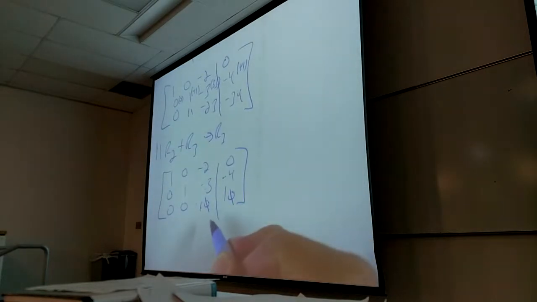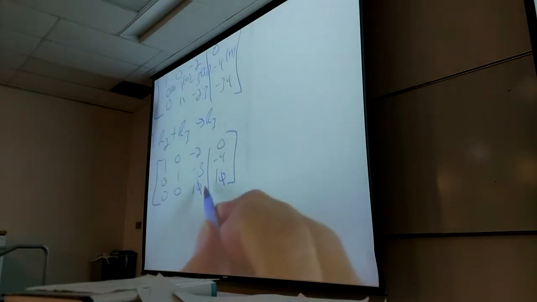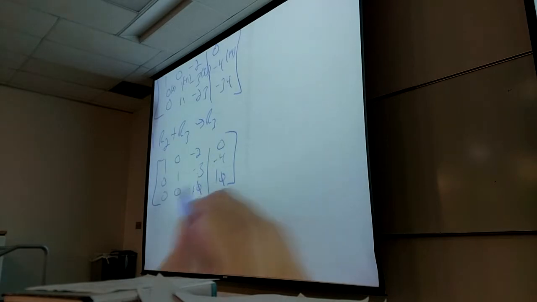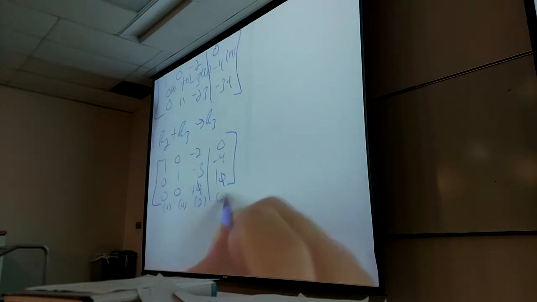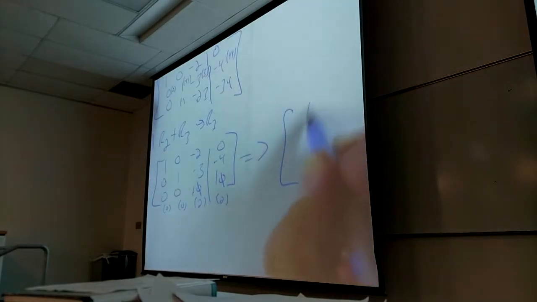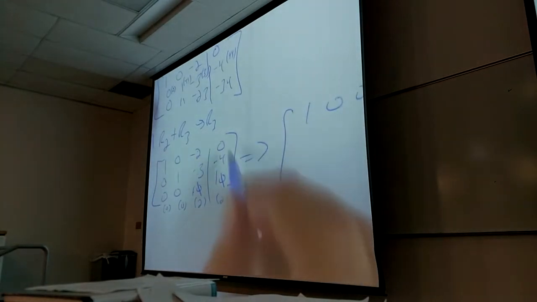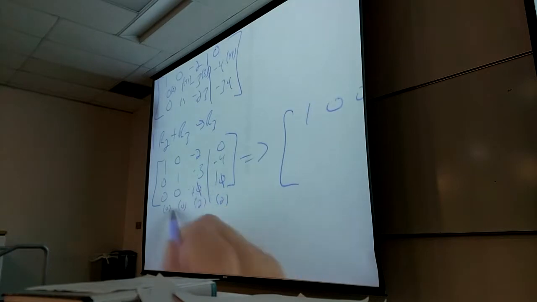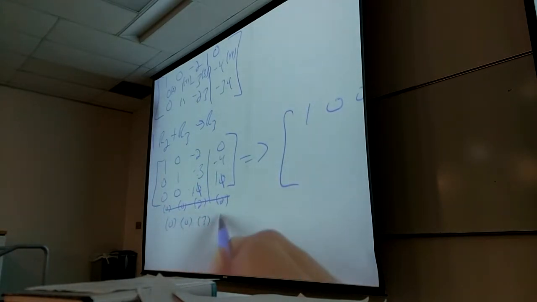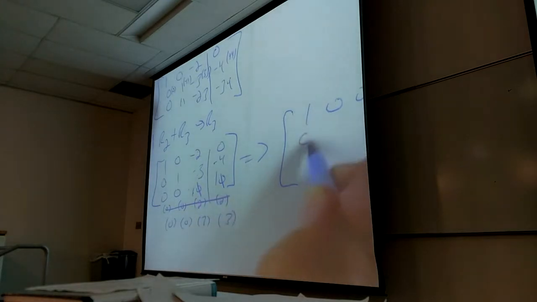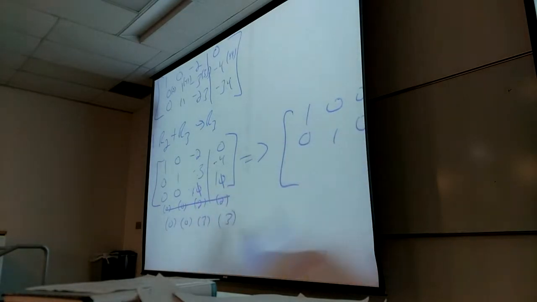So now, let me see if I can do 2 of these at once. Maybe there's a 0 in the way. So if I multiply this by 2 and add it to the first row, I'll get 1, 0, 0, 2. And if I multiply this row here by 3 and add it to the second row, 0, negative 1, 0, 0, 1, 1.